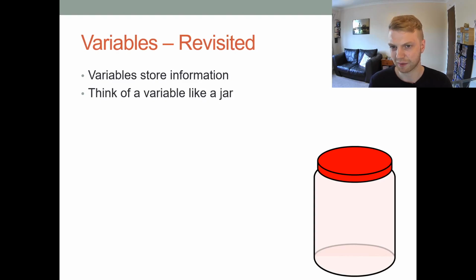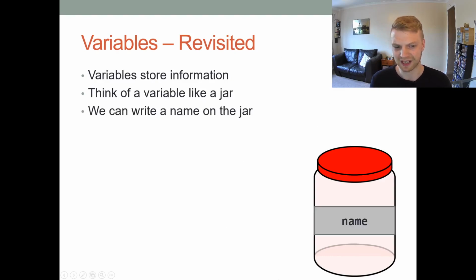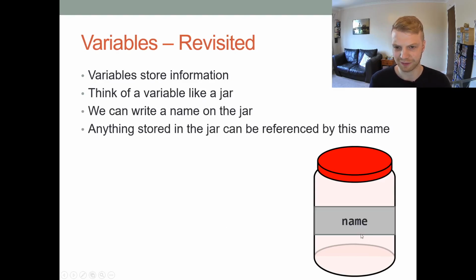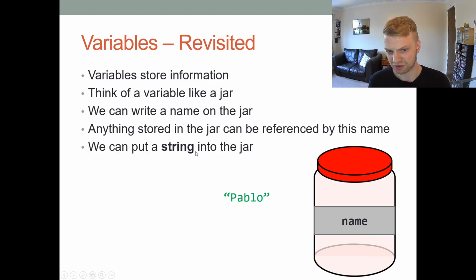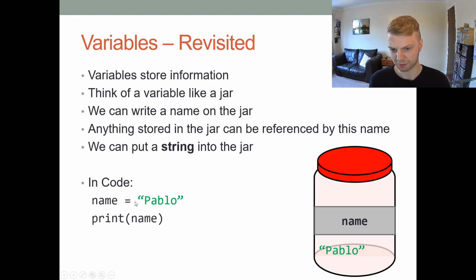Programming has something called variables. Variables are a bit like, think of it like a jar. I thought this was silly the first time I heard it, but it does make a lot of sense. So think of it like a jar. You can write a name on the jar. We're going to literally write name here. And then anything stored in the jar can be referenced by this name. And you can put a string inside the jar. So let's say your name's Pablo. Anytime you use the keyword, the word name, it will look up what's inside it, and it will be Pablo. So if you did name equals Pablo, you can just do print name, and it doesn't have to say Pablo there. It can say whatever's there.